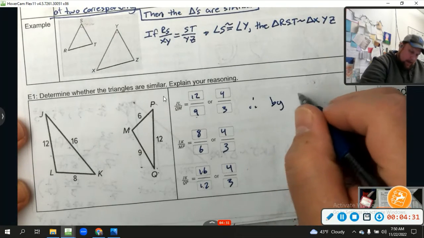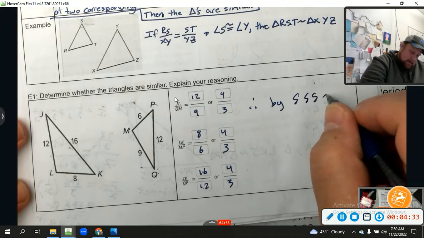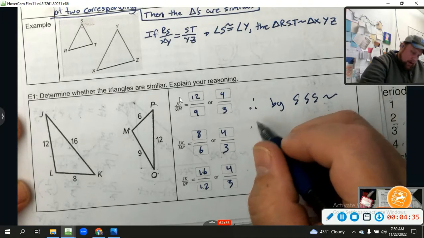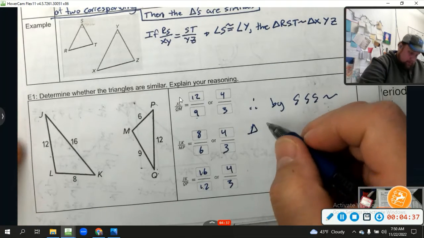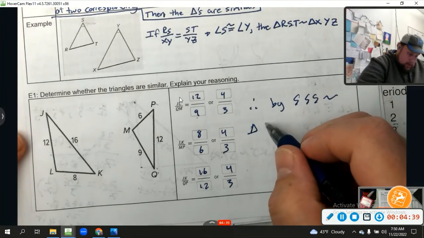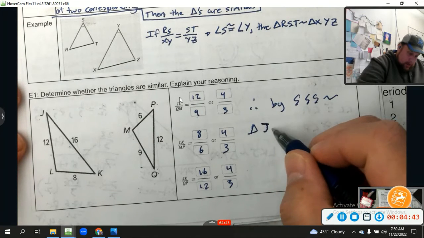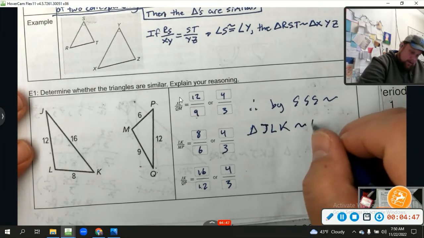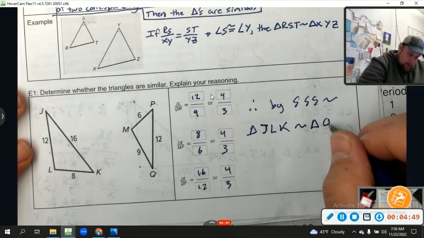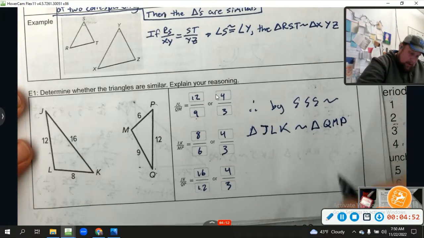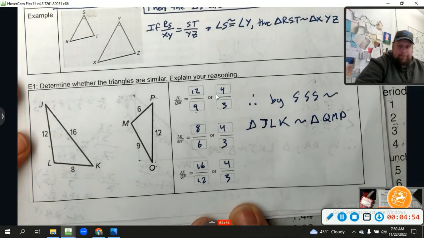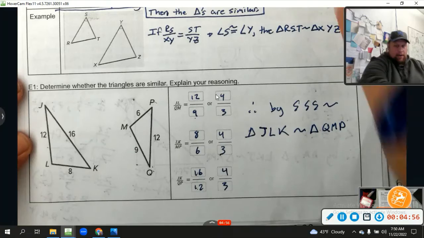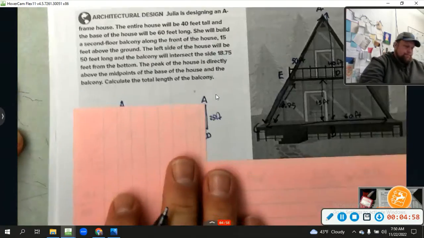Therefore, by side, side, side similarity, triangle JLK is similar to triangle QMP. Look at that. Boom. All right, let's take a look at the back.